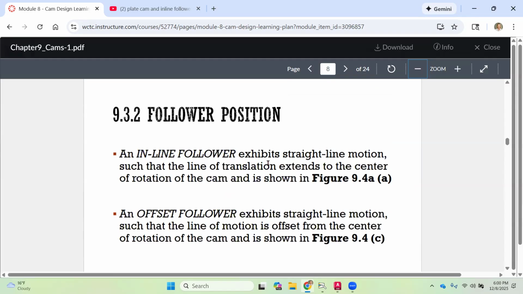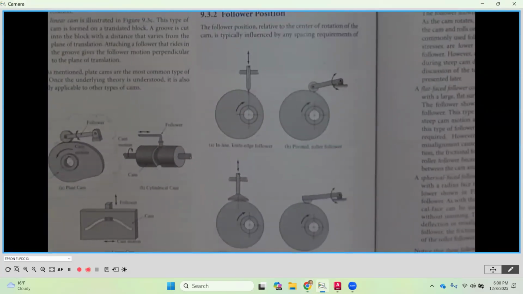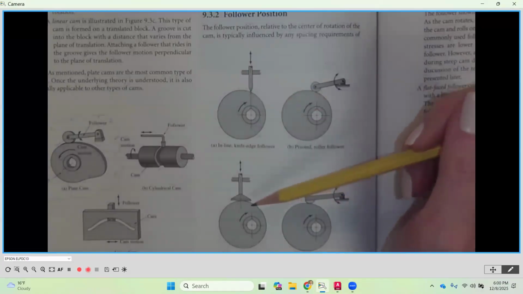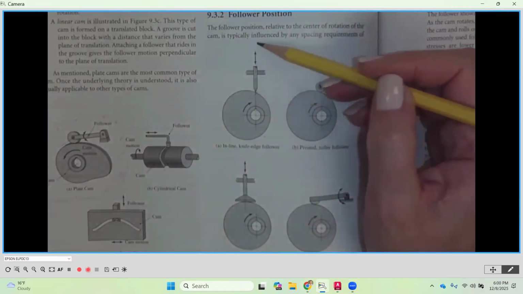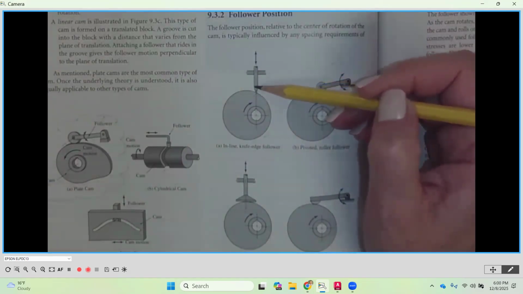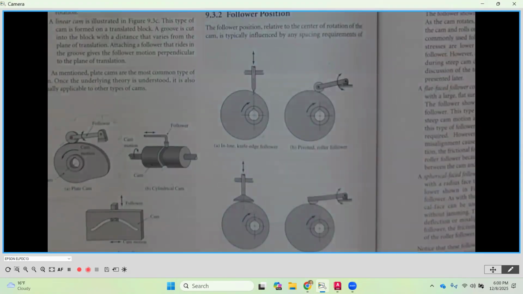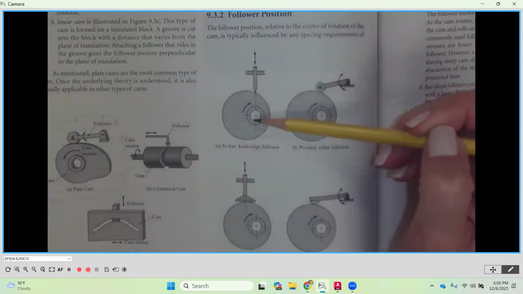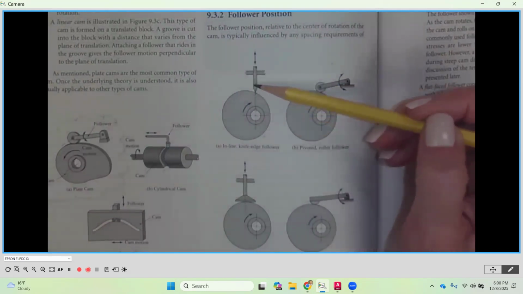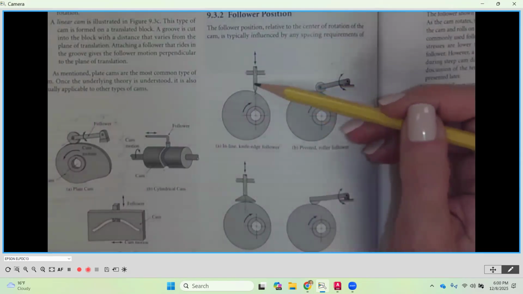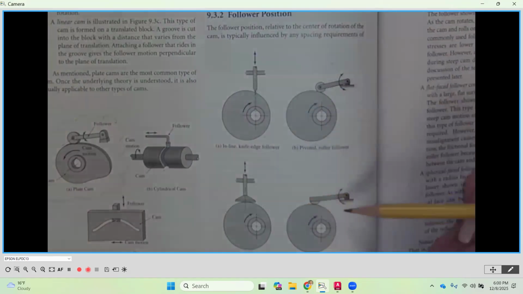Follower position, inline or offset. As we look at the linear application of the follower, which are the two on the left-hand side here, as we look at the travel of that follower, we're going to take the center line of that travel of that follower, we're going to extend it down. If it intersects with the center of rotation of the cam, that is what we call an inline follower. Okay, and that follower doesn't have to be a knife edge. It can be a roller if we wanted to. It can be a flat face if we wanted to, or a spherical.